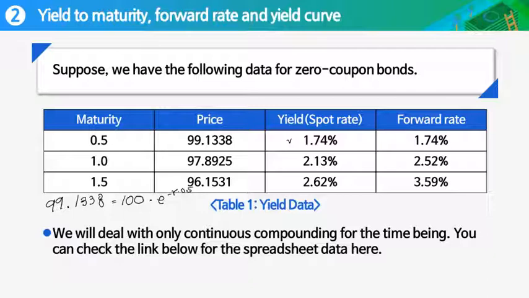Right? So in order to calculate r, what we have to do is, we can divide each side by 100. So 99.1338 divided by 100 and take log, right? And then divided by minus 0.5 part of 1 should be equal to r. And let's check whether this r is equal to 1.74%. Let's move to Excel.